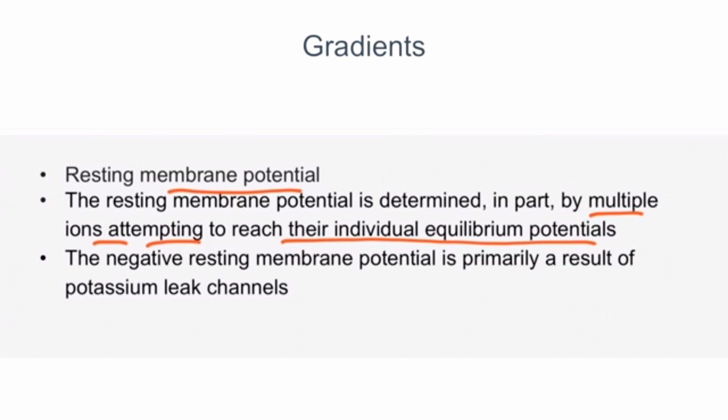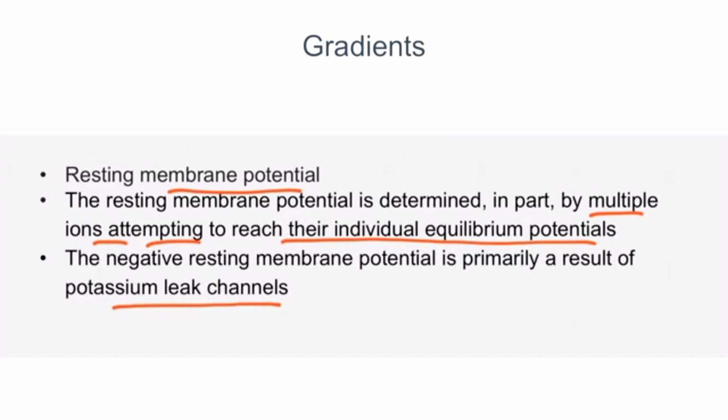In the previous example, the cell was only permeable to sodium, which means the equilibrium potential of sodium would have been identical to the resting membrane potential. In this case, the equilibrium potential and the resting membrane potential of the cell would have been positive 65 millivolts. In actuality, the resting membrane potential is different from positive 65 millivolts. For example, in nerve tissue, the resting membrane potential is negative 70 millivolts. So why is the resting membrane potential of the cell different from the equilibrium potential of sodium? This is primarily a result of potassium leak channels.